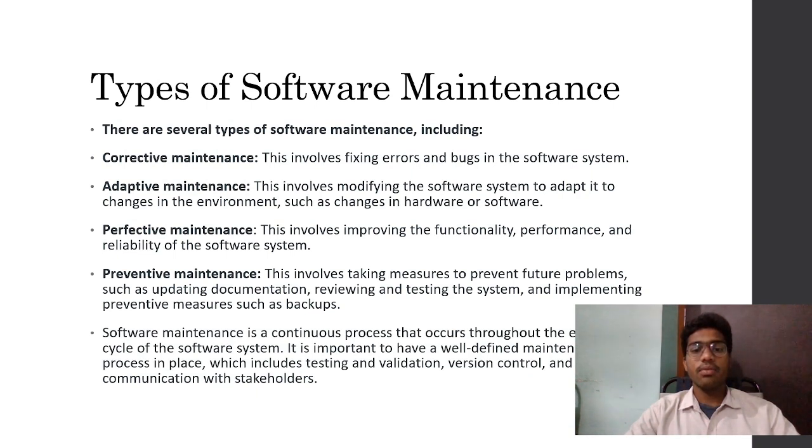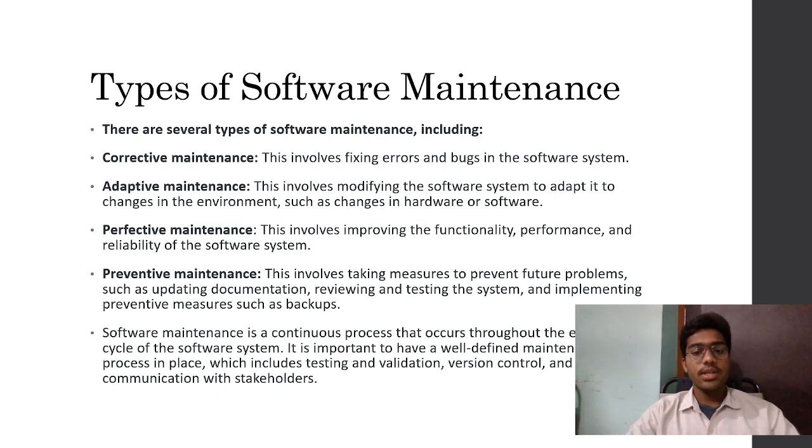So, perfective maintenance. This involves improving the functionality, performance, and reliability of the software systems. Reliability here means providing accurate results to the customer. Next, coming to preventive maintenance. This involves taking measures to prevent future problems. So there is a chance of getting some problems in the future that occur due to the software that we have prepared, and it is also with the customer itself. So that includes updating documentation, reviewing and testing the system, and implementing preventive measures such as backups. So the software that we provide is maintained in such a way that the backups also have to be provided within the software itself.